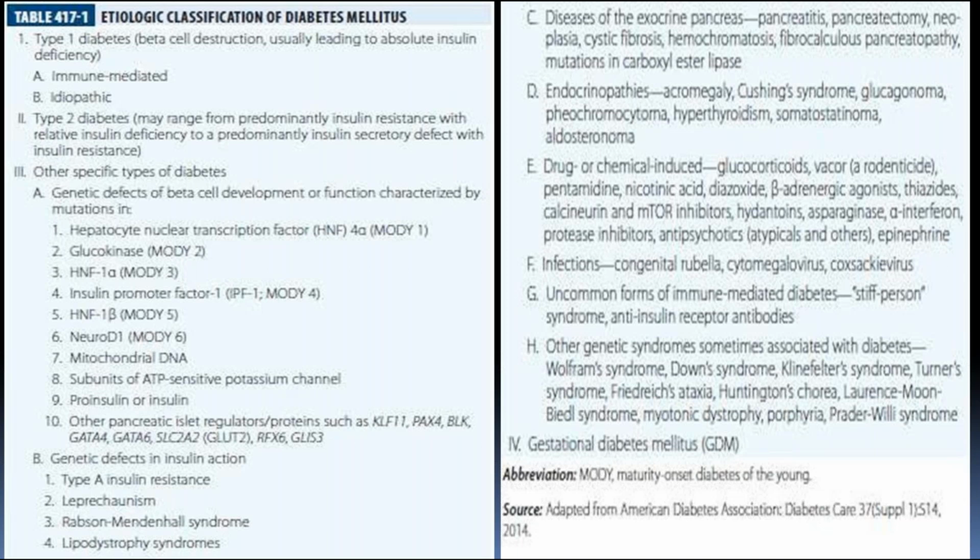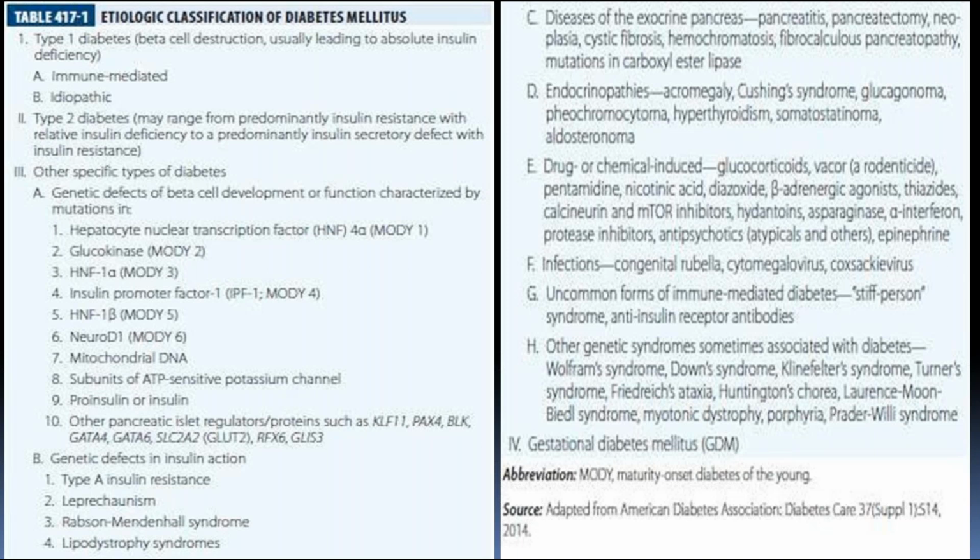In type 1 diabetes, there is beta cell destruction, usually leading to absolute insulin deficiency. There are two reasons for type 1 diabetes: either it is autoimmune or it is an idiopathic process. The second one is type 2 diabetes, and it may range from predominantly insulin resistance with relative insulin deficiency to a predominantly insulin secretory defect with insulin resistance.